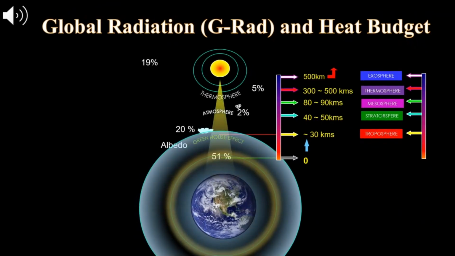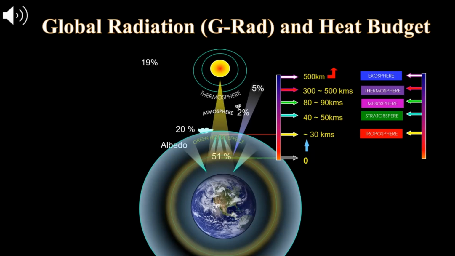Let's move on. Global radiation and heat budget, simply GRAD. This is incoming shortwave solar radiation, and 5% is reflected back to space. And this is the Earth albedo, the reflectance of the solar energy from the Earth's surface, and it is said to determine the amount of shortwave solar radiation absorbed by the surface.